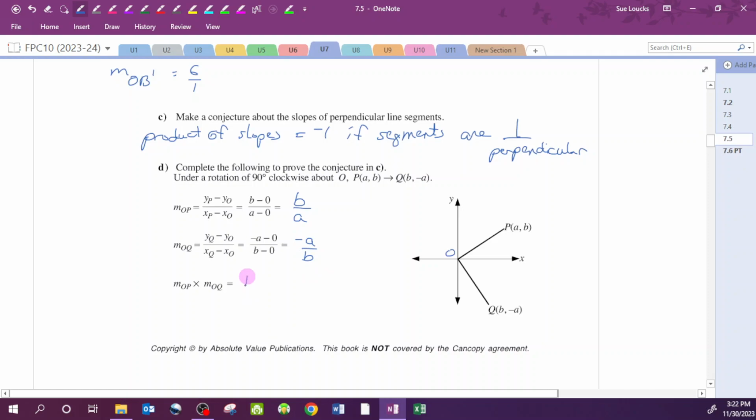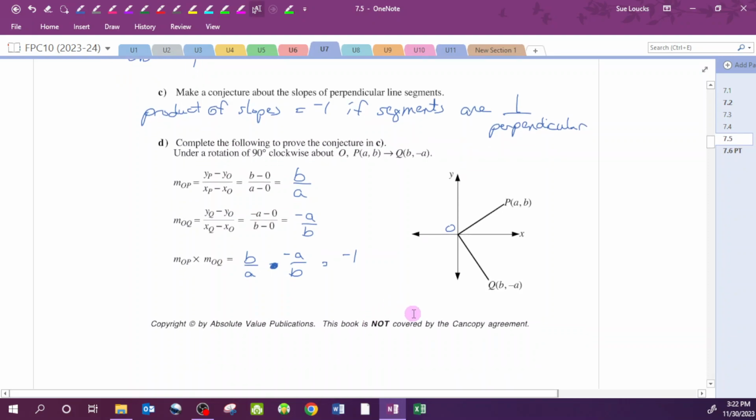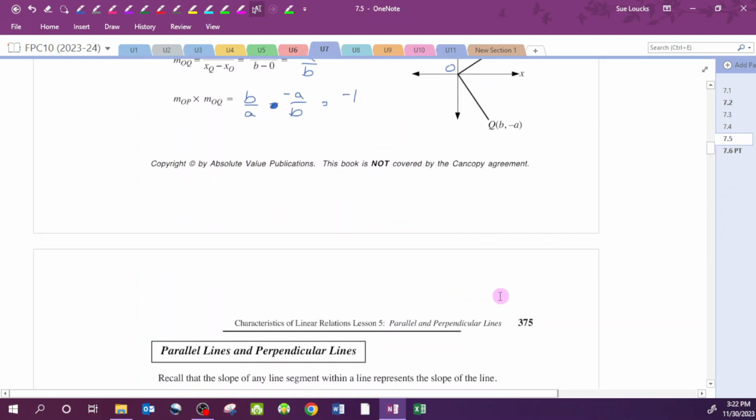So if I multiply them, I get B over A times -A over B, which equals -1. Oh, sorry, that's times, not equals. Times. Okay, so there, we've proven our conjecture. Well, sort of. I guess we haven't really proven those lines are perpendicular, but they are. I'm just going to take that on faith for today. We're not going to do a fancy proof over that.